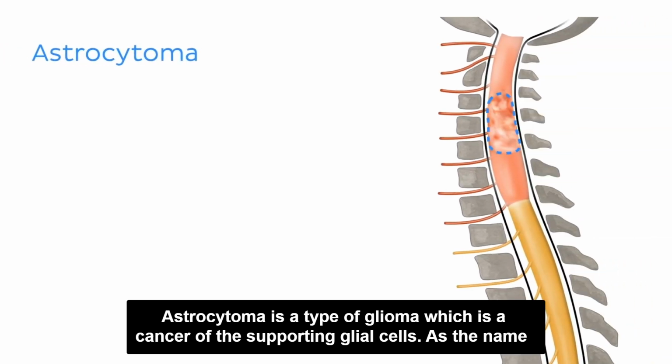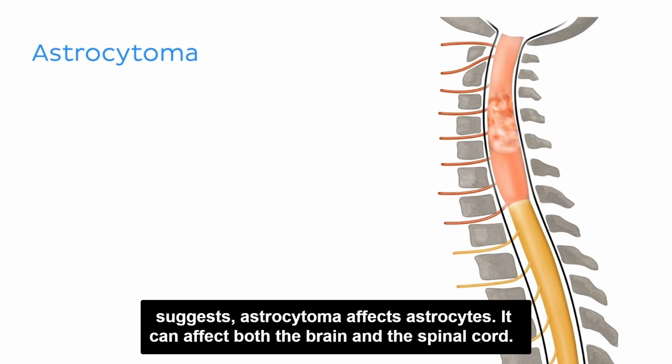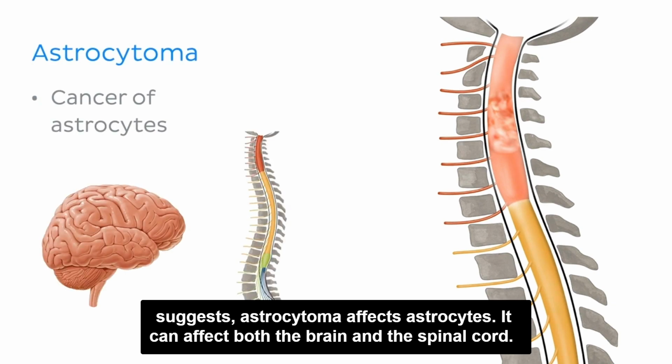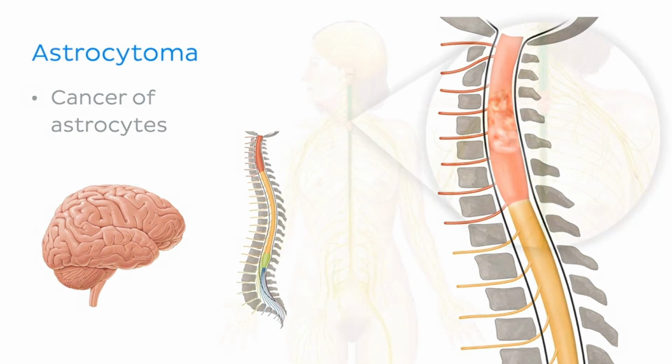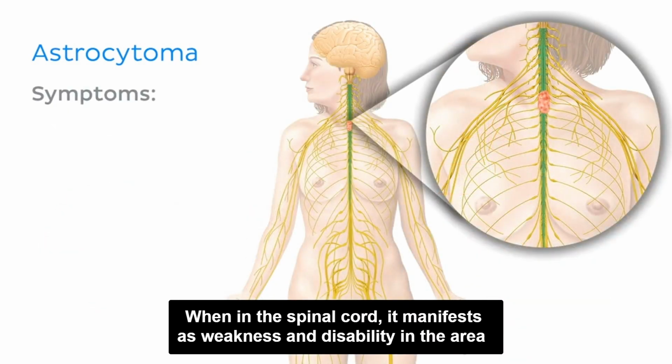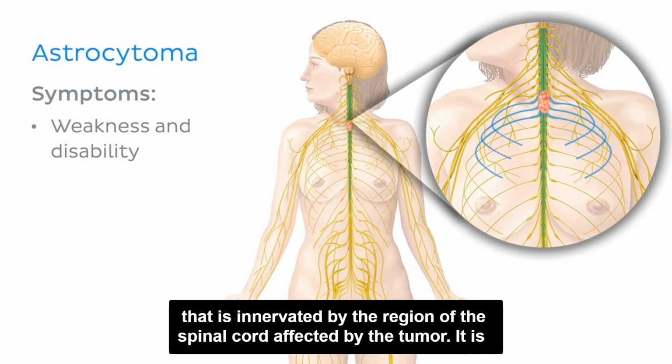Astrocytoma is a type of glioma, which is a cancer of the supporting glial cells. As the name suggests, astrocytoma affects astrocytes. It can affect both the brain and the spinal cord. When in the spinal cord, it manifests as weakness and disability in the area that is innervated by the region of the spinal cord affected by the tumor.